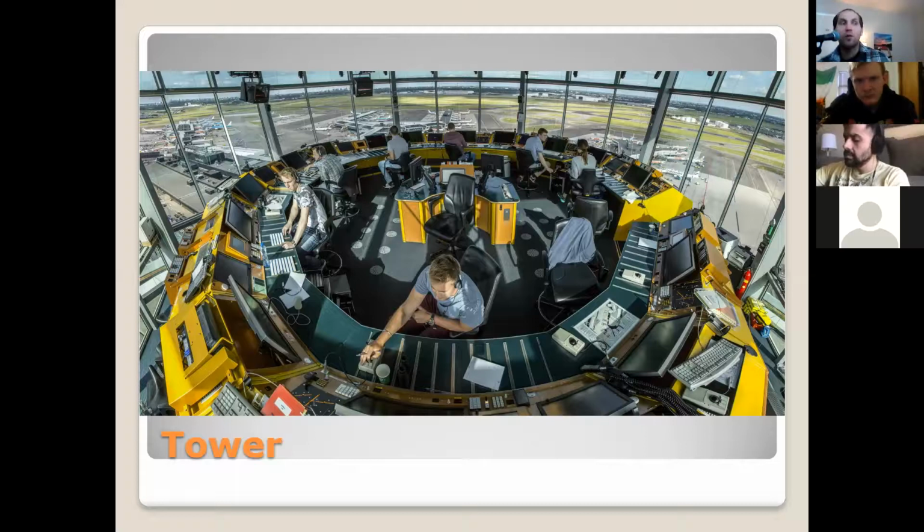So the air traffic control position called tower gives you clearance to land, gives you clearance to take off, and tells you how to enter the traffic pattern.